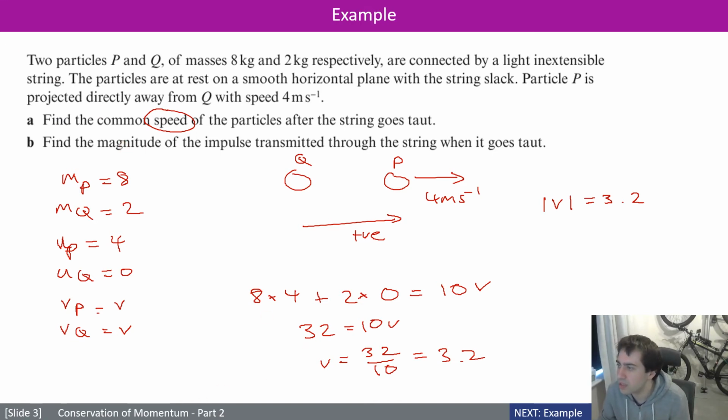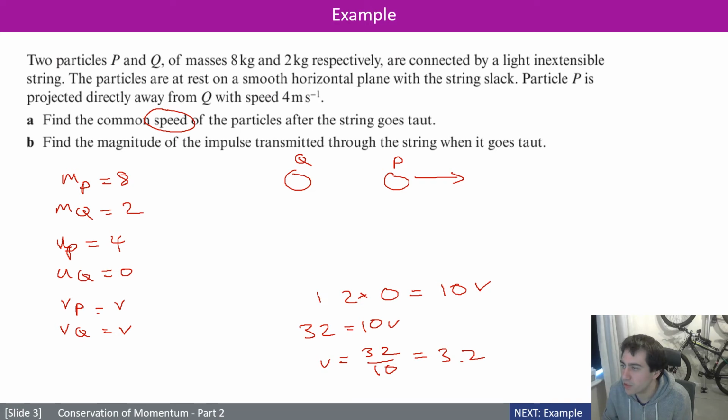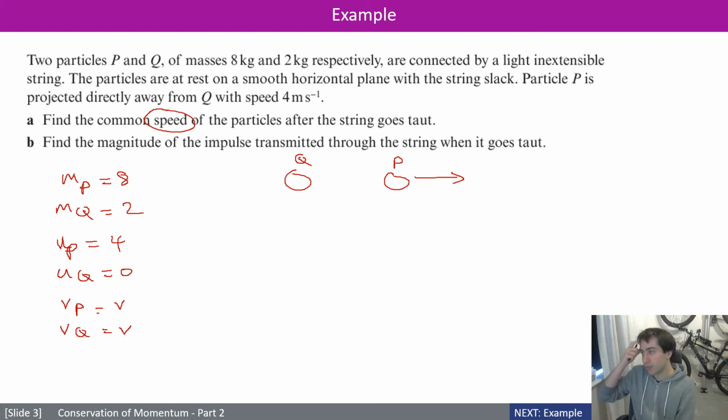Part B sounds a bit confusing if you don't know what to do, but it's actually not too difficult. You just need to interpret correctly what it's asking. It says, find the magnitude of the impulse transmitted through the string. That's exactly the same thing as asking, what is the impulse on Q, or what is the impulse on P? It's going to be the same for both of them. So you can pick whichever one is easier, Q or P, and work out the impulse.